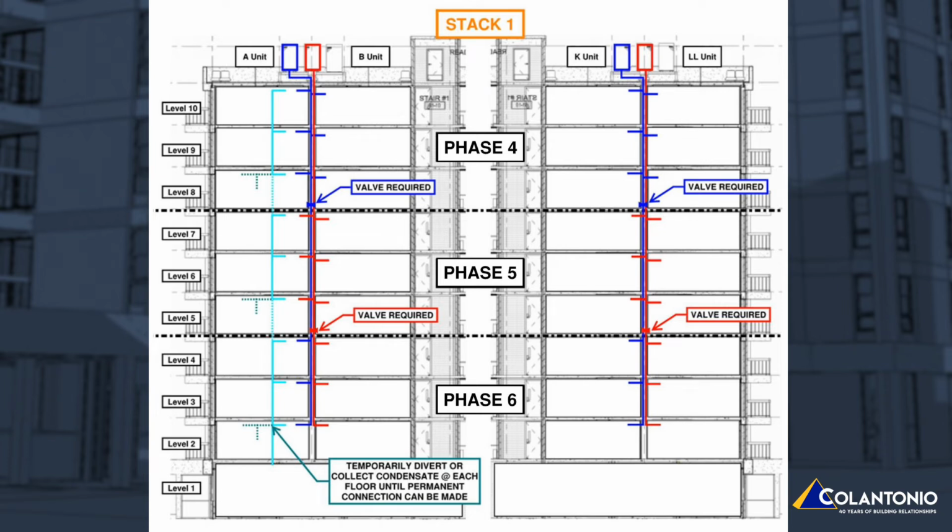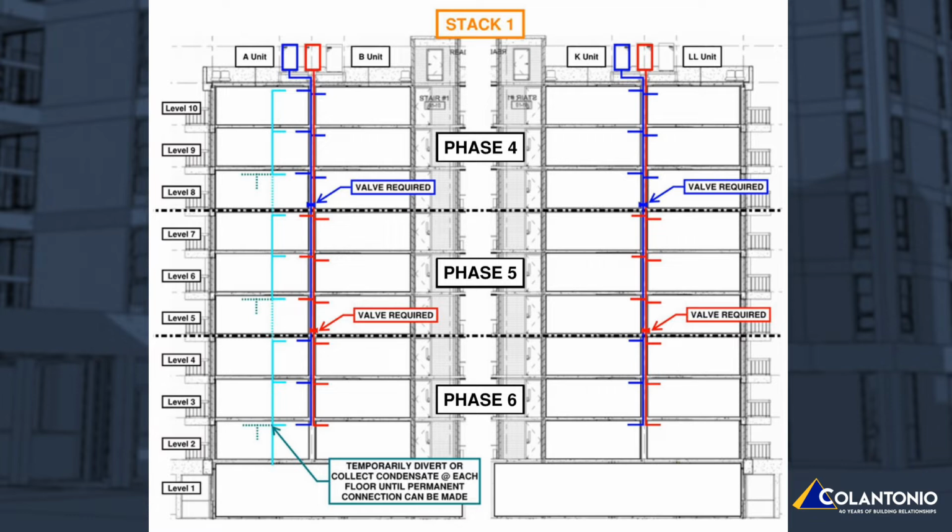One of the main reasons for phasing the building as we have shown is to facilitate the installation of new HVAC riser piping for the rooftop air-cooled condensing units. These condensing units must have at least 50% of the overall capacity available in order for the equipment to be operational as designed. Looking again at stack 1, you can see all 4 units on each floor within the stack, units A, B, K, and LL.